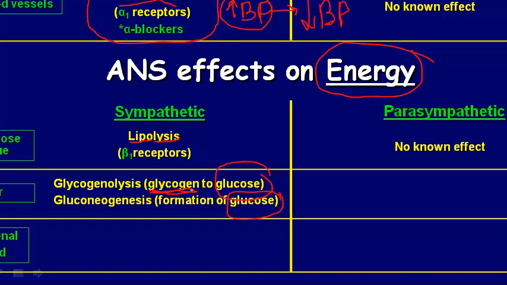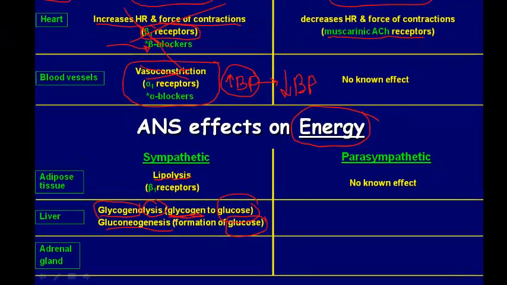So if we need glucose, if we need to raise our blood sugar, we can tell the liver to undergo glycogenolysis. Glycogen, breaking glycogen. You break down glycogen, you release glucose into the bloodstream. And the liver can also make glucose. That's called gluconeogenesis, which is the formation of glucose. Basically, the take-home message is liver stores glucose. We need glucose, so sympathetic neurons tell the liver to release the glucose.